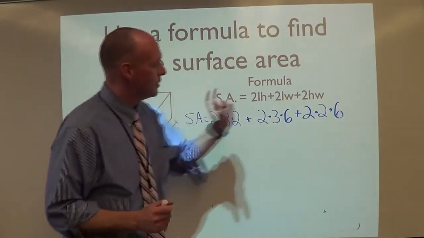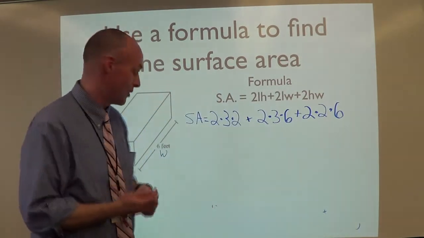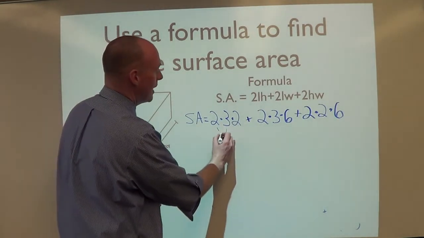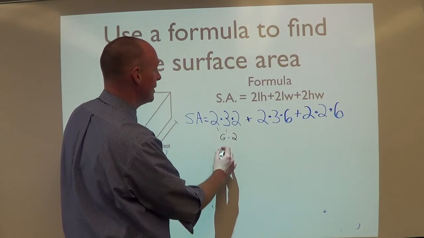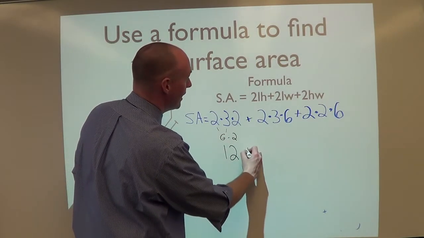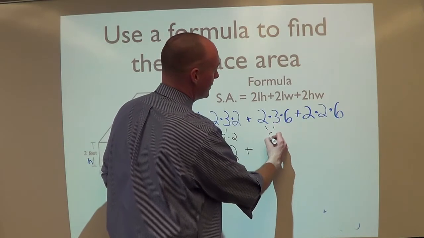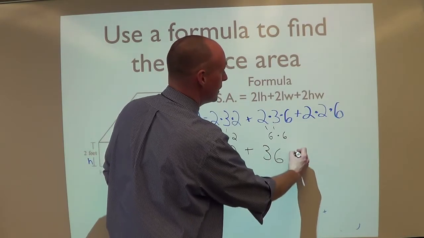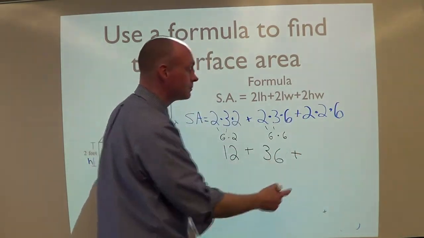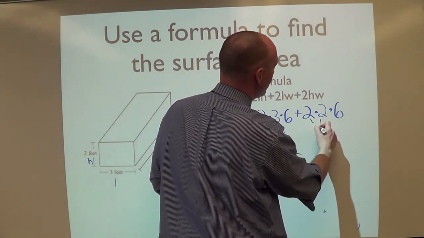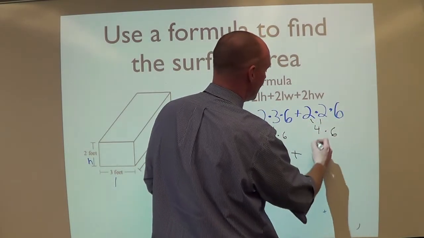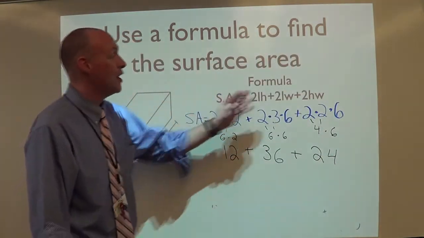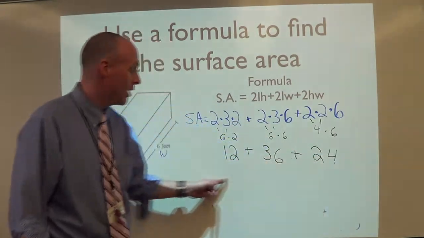No parentheses, no exponents. But I do have multiplication, so let's do it. 2 times 3 times 2. Well, 2 times 3 is 6 times 2. That is going to be 12. Plus 2 times 3 is 6 times 6 is going to be 36. Plus, notice I'm just bringing down the plus. 2 times 2 is 4 times 6. 4 times 6 is 24. Okay. Multiplication done. I have no division, so let's add and subtract.